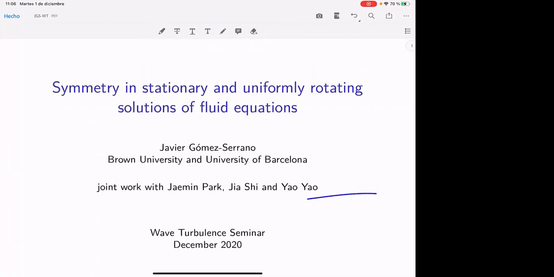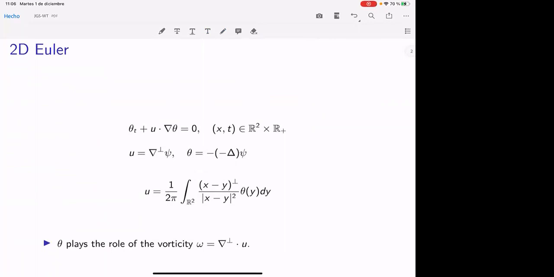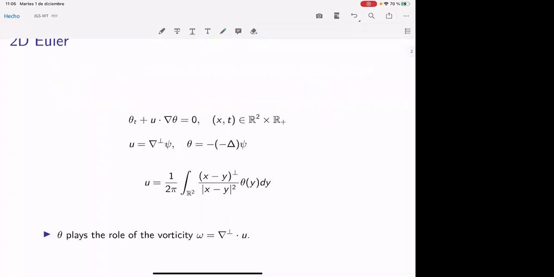Okay, so let me start with 2D Euler. So here, theta is a scalar. Theta is a sort of unconventional notation. Usually one writes omega for the vorticity. So there is an incompressible velocity u, which can be written down as a grad perp of a stream function, and the relation between the scalar theta and the stream function is via this full Laplacian. So one can invert and recover the velocity using a singular integral operator. And I'm going to denote it as theta just by homogeneity with the notation on the other equations that are going to appear throughout the talk.